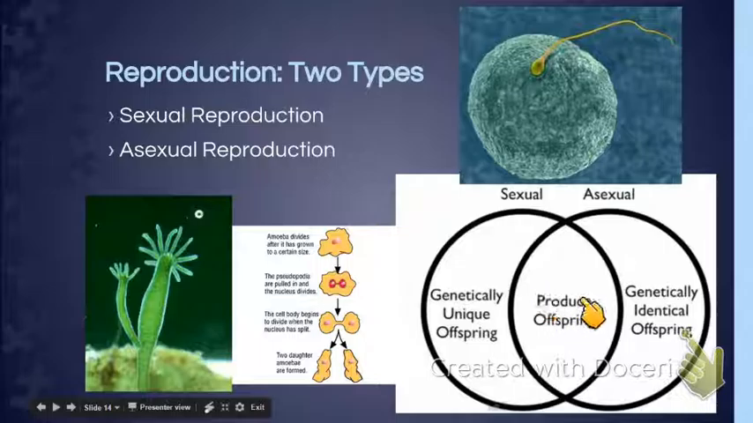So both produce offspring. Sexual reproduction produces genetically unique offspring, which is important for the evolution and development of populations and communities. And asexual reproduction is good for things that want to grow fast, especially bacteria.